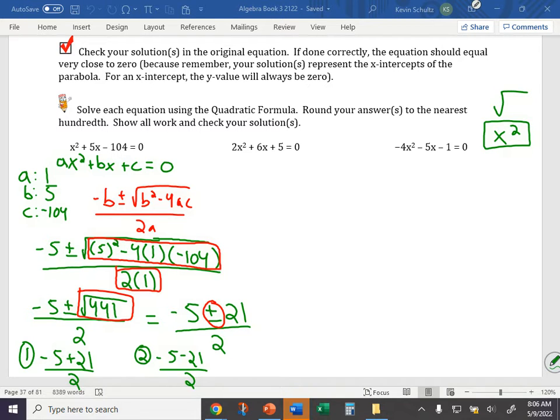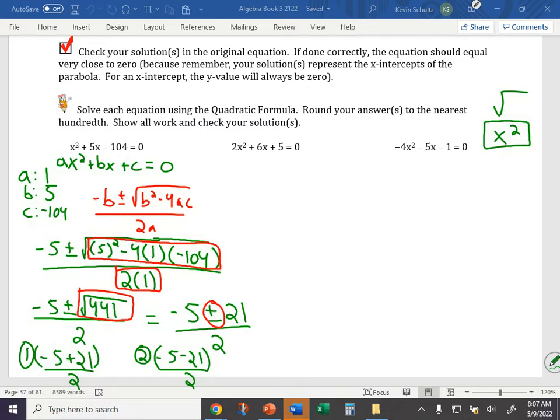So you actually solve 2 different expressions here, one where you're adding 21 and one where you're subtracting 21. Maybe you can do this mentally. If you're using a calculator, make sure you put parentheses around that numerator. If you don't, you will get the wrong answer, because your calculator will divide 21 and 2 first before adding it to or subtracting it from -5.